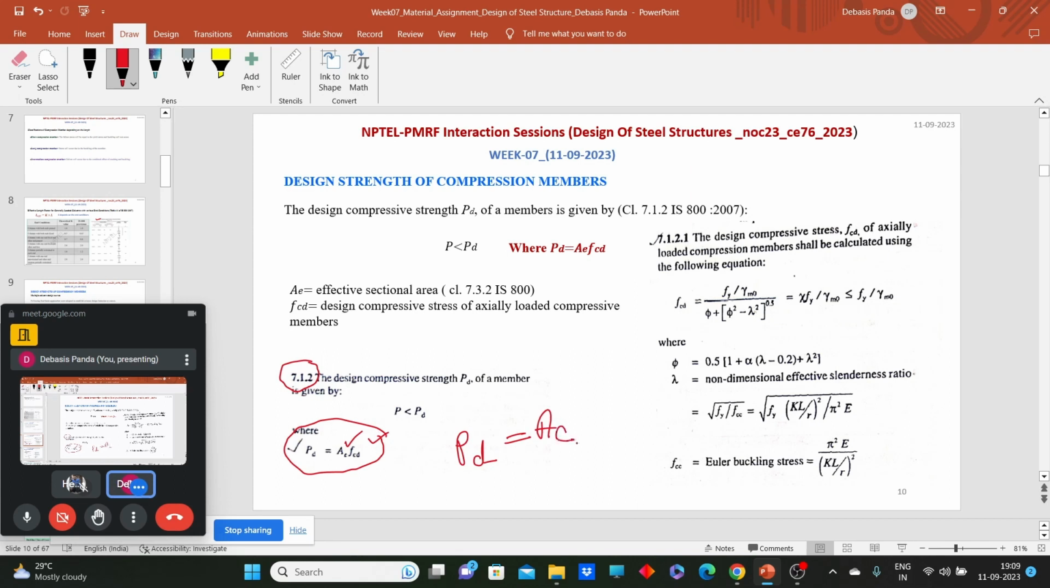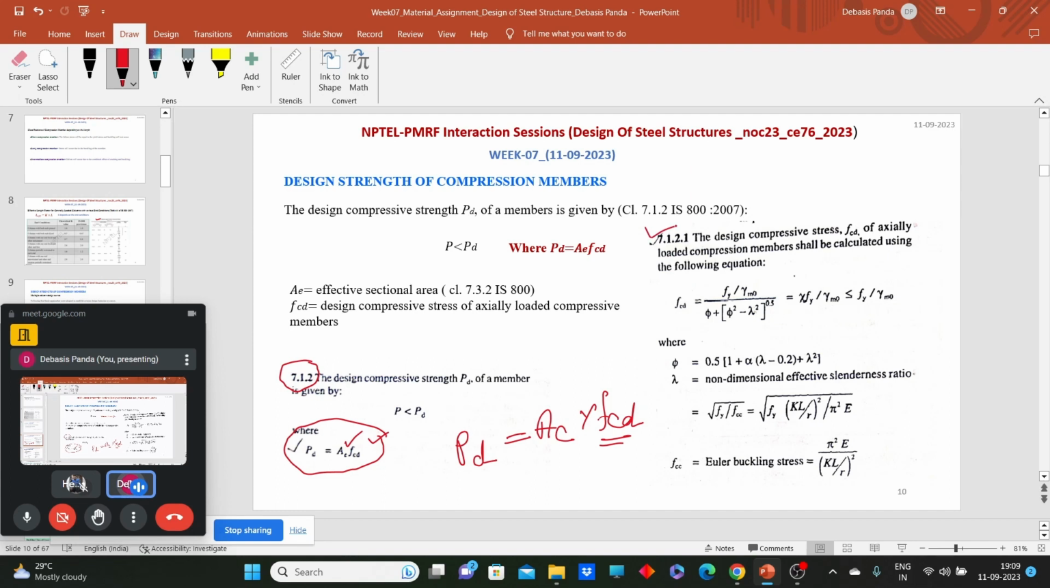That means area of the compression member into FCD, that is the design compressive stress. Now this FCD, how can we calculate it? In the previous lecture I have shown you two methods. One, we can directly find it from the table 9A to C, sorry, not D, or we can use the formula. So first let's see what the code says.